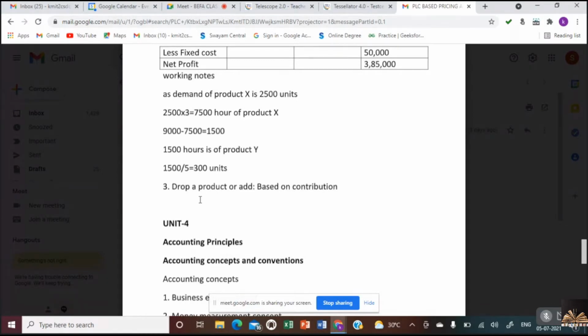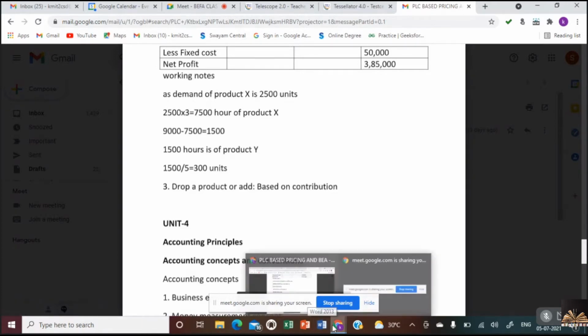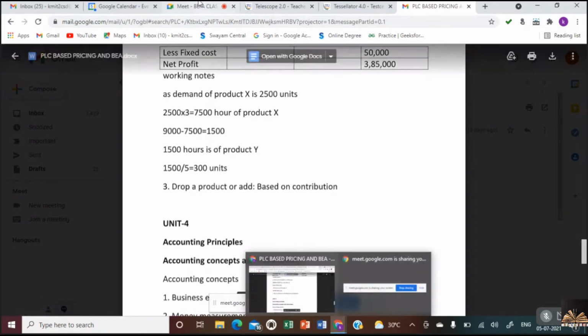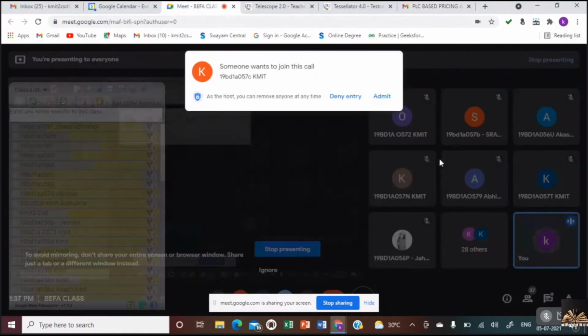Clear, ma'am. Yeah, now write down the third point. Drop or add a product line. Third one, drop or add a product line. So in the beginning, as I said, when does the company go for adding, continuing a product or dropping a product? On what basis does the company decide whether to add or whether to drop?